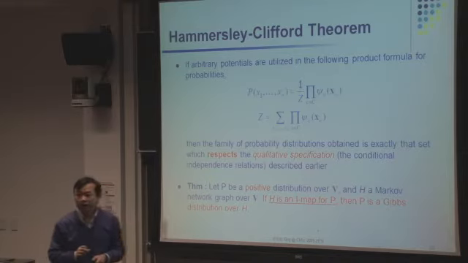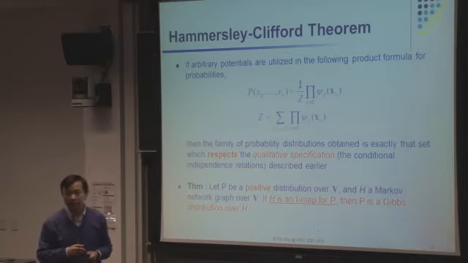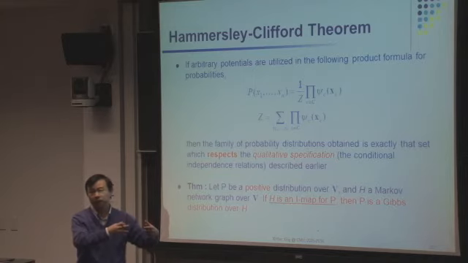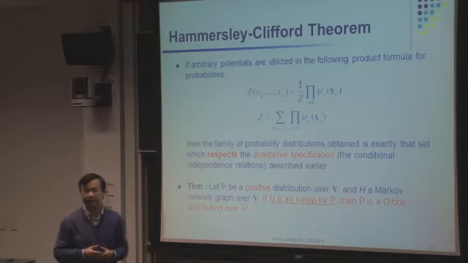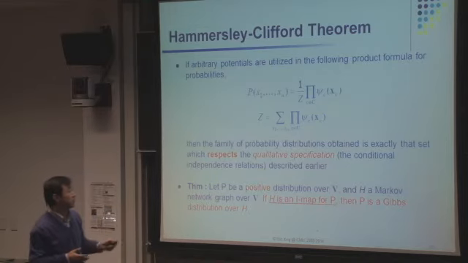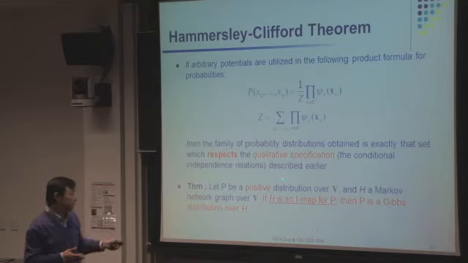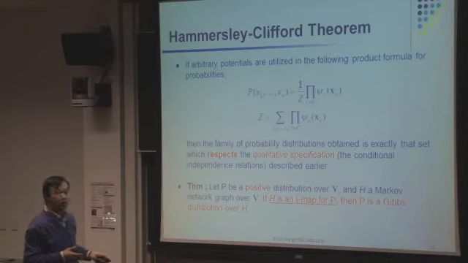And the correctness of what I just said, which basically means that an undirected graph leads to a consistently defined probability distribution, is summarized in this theorem called the Hammersley-Clifford theorem. It says: let P be a positive distribution over random variables, and let H be a Markov network.